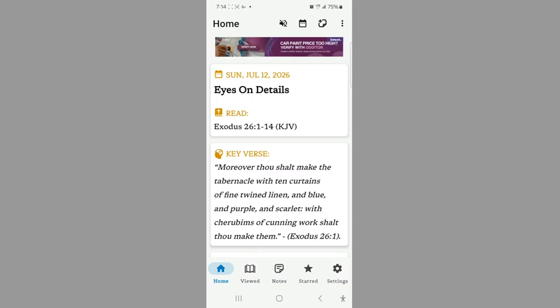the edge of the curtain that is in the coupling of the second, that the loops may take hold one of another. Verse 6. And thou shalt make 50 taches of gold, and couple the curtains together with the taches, and it shall be one tabernacle.